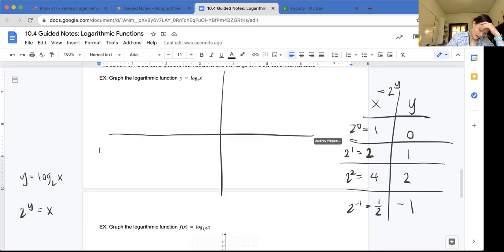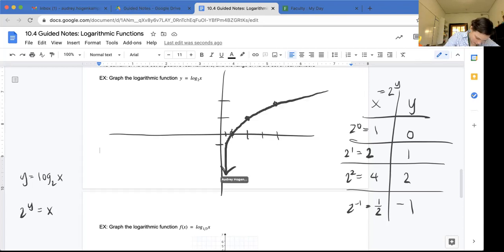Okay, so I know that I have a point at (1, 0). I have a point at (2, 1). I have a point at (4, 2). And I have a point at (1/2, -1), it's going to be right there. I don't know why I put that on the axis. It's the x value, 1/2. So then I can see that my graph does this sort of thing, and I draw arrows on both sides. And here is the graph of the function y equals log base 2 of x.